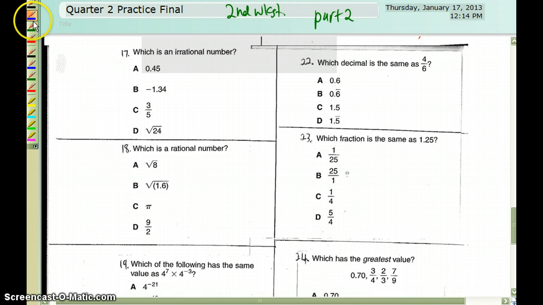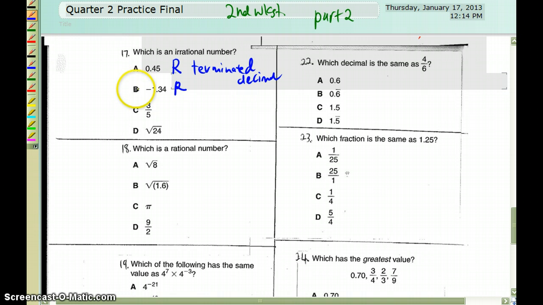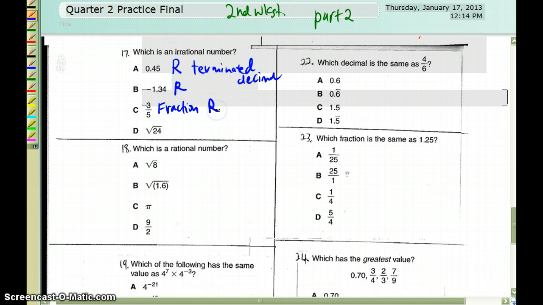17, which number is irrational? I know that got cut off in your paper, so you could have actually figured out just from the choices that one of them didn't belong. And it might have looked like B because it was negative, but then when you actually look at all the numbers, you notice that the first one is rational because it terminates the decimal. Terminated decimal. Okay, so is B.